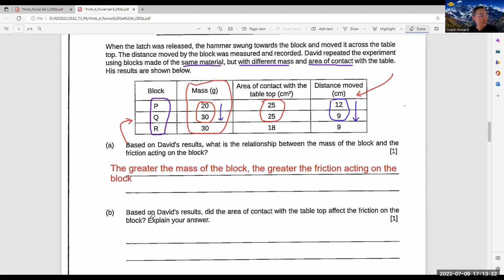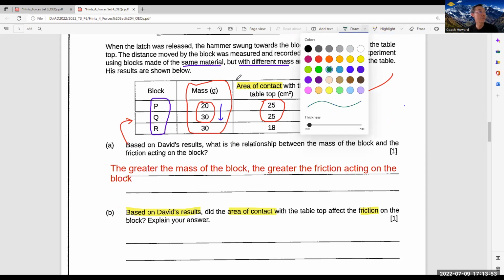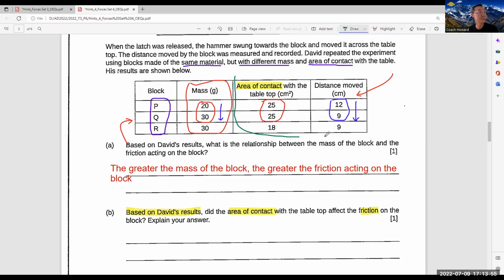Okay, next. Another thing, you highlight this part. Again, based on David's result, did the area of contact, so you see area of contact here, with the table affect the friction? So now you need to compare these two. You need to compare this section here. Based on this one.